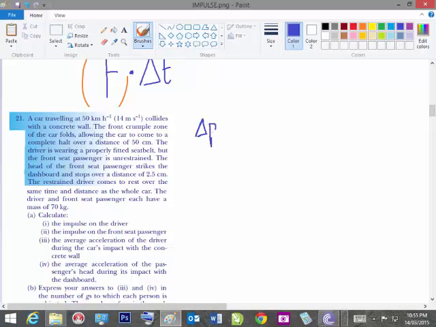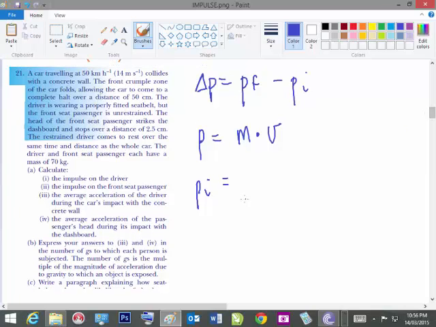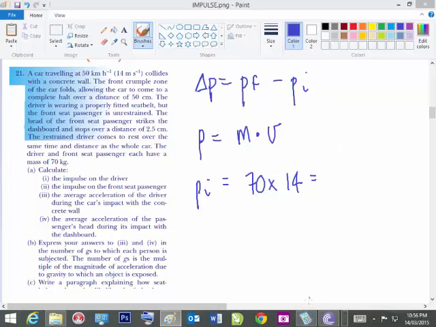Right, so change in momentum is equal to final momentum minus initial momentum. Remember, momentum, P, is equal to mass times velocity. So it's initially the car traveling at 14 meters per second. So its initial momentum, Pi, is equal to, in this case, we're looking just at the driver, not at the car. So both the car and the driver are traveling at the same speed initially. So 70 times 14 meters per second. Right, get a calculator out.